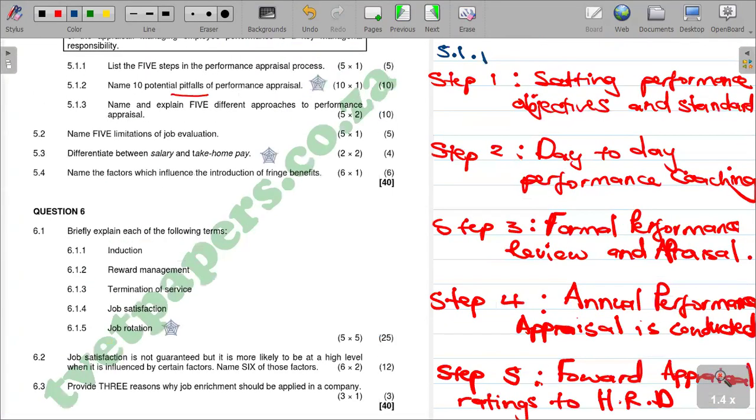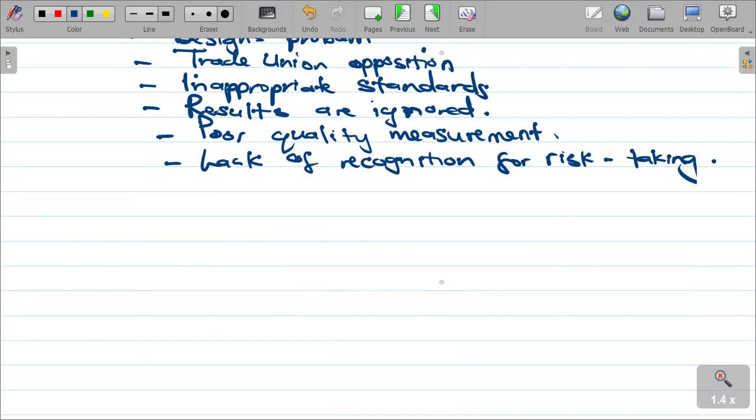Let's go to 5.13. Name and explain 5 different approaches to performance appraisal. Right. There are different types of approaches or methods of performance appraisals. We have what we call the traditional approach.